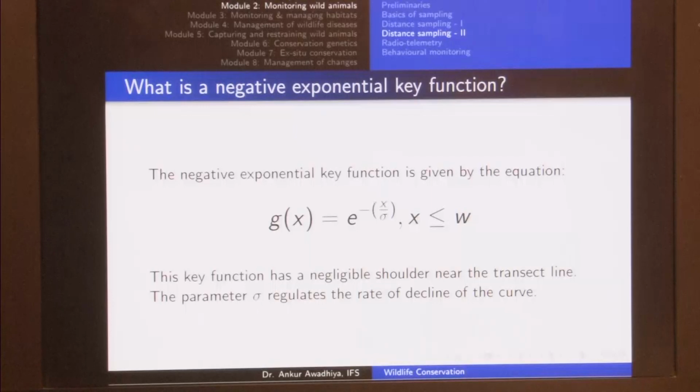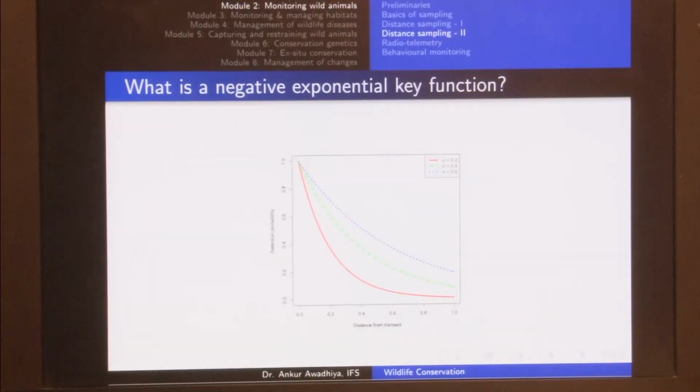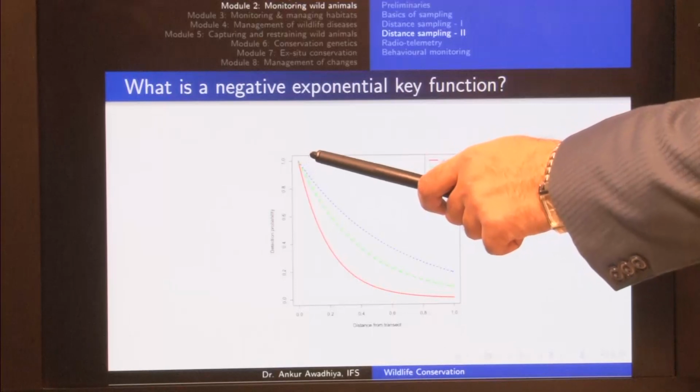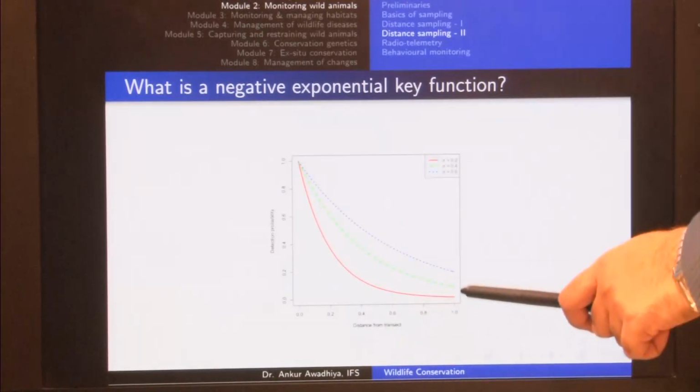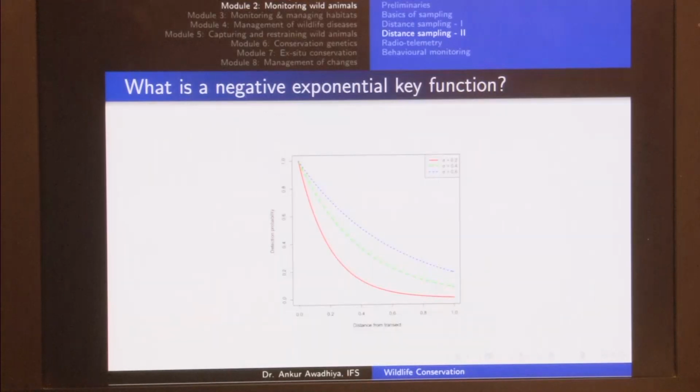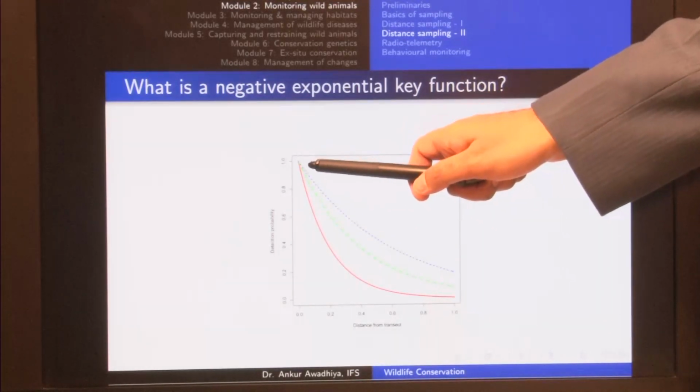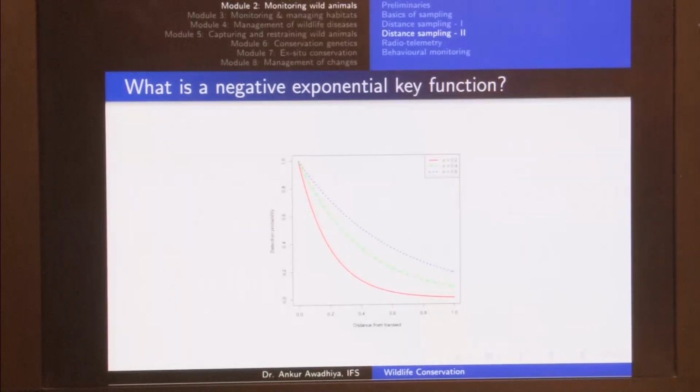Again, looking at a common shape, at this point we are able to detect the animal, but right after it the probability goes very close to 0. It is important to note that a negative exponential key function does not have a shoulder on the top. So our criterion of g prime of x at x equal to 0 being 0 is not fulfilled by this function, but it becomes essential in situations where you are able to detect your animal only when it is right there on the transect line.